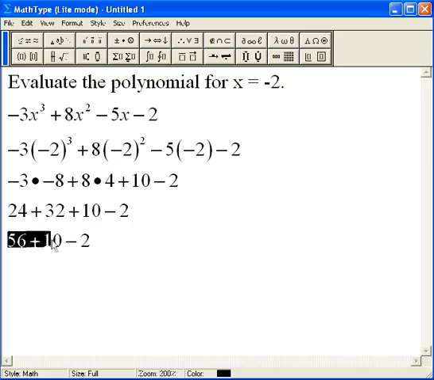From left to right, I'm going to do 56 plus 10. That will be 66, and then I write the rest of the problem, which is the minus 2. And finally, I do the subtraction, 66 minus 2. That will give me 64. And that's how you evaluate the polynomial when x is -2. I hope this helps.